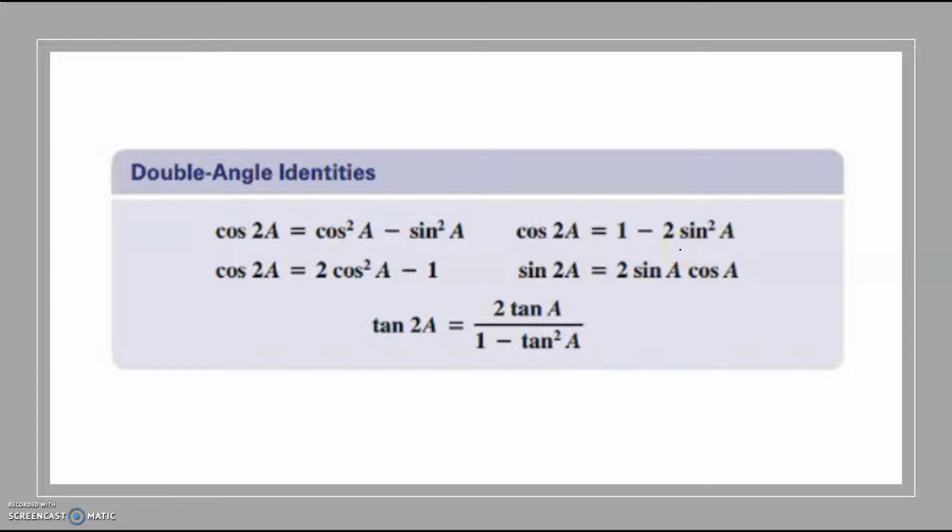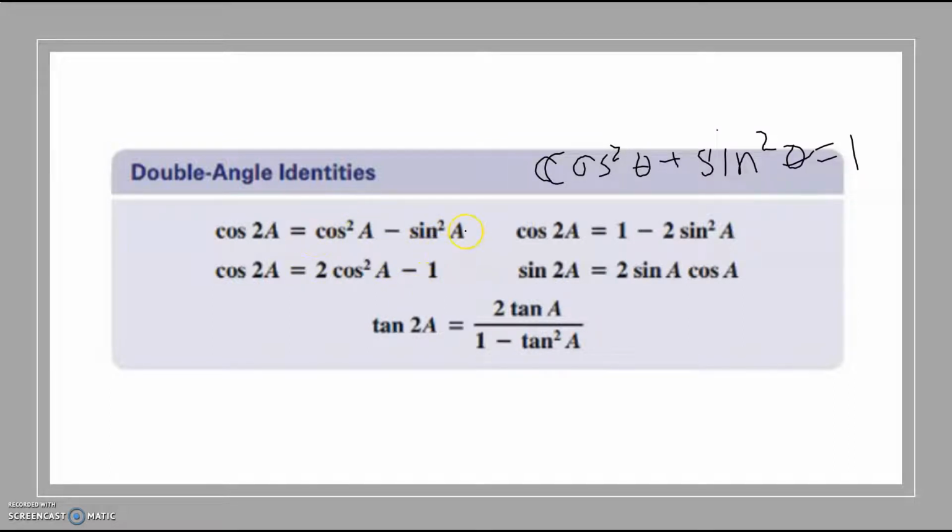So with the Pythagorean identity, we know that cosine squared theta plus sine squared theta is equal to 1. And then if we were to solve for cosine squared theta, we would get 1 minus sine squared theta. So if we took this cosine squared A and replaced it with 1 minus sine squared A, that's where we would get 1 minus 2 sine squared A. And also sine squared theta is equal to 1 minus cosine squared theta, or in this case A. So if we took this sine squared A and replaced it with 1 minus cosine squared A, then we would get this 2 cosine squared A minus 1.